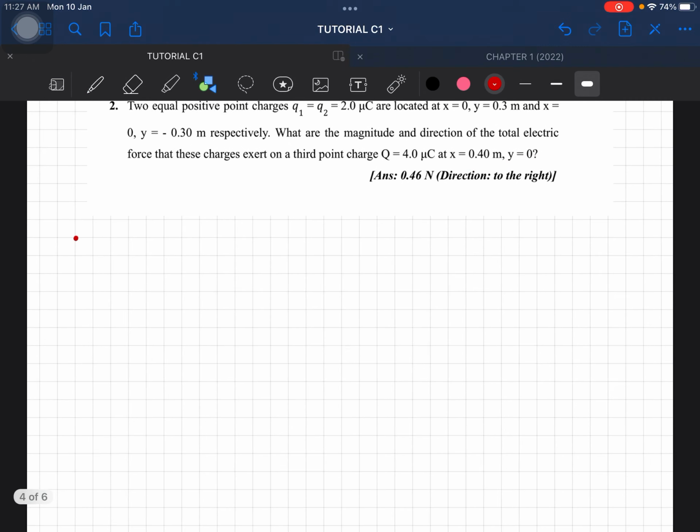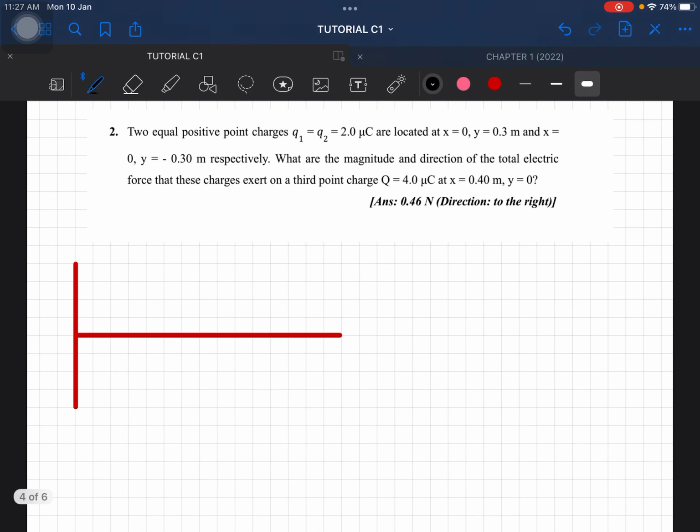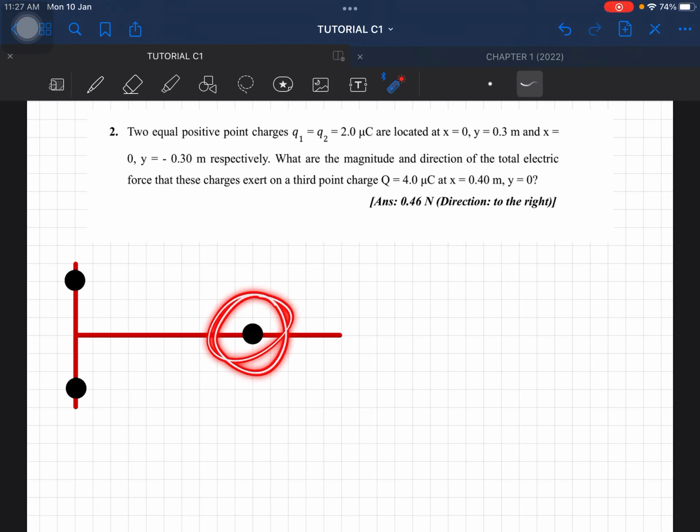So basically we have to draw the diagram based on the coordinates given. Okay, so we have this, and then there is a charge somewhere at x equal to 0, y equal to 0.3. And then the 0.4, just assume it's here. Okay, so this is the third point charge, and then this one is Q1, this is Q2. So this is Q3.